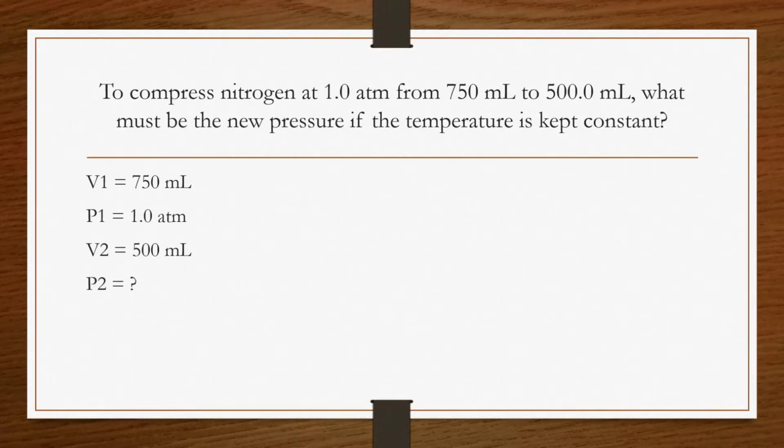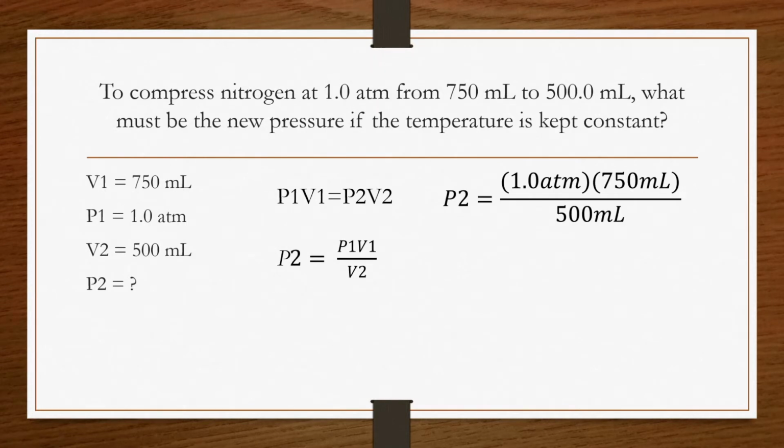All we need to do is use the equation P1V1 = P2V2. And if we're looking for P2, we will use the formula P2 = P1V1 over V2. So the new pressure will be 1.5 atm.